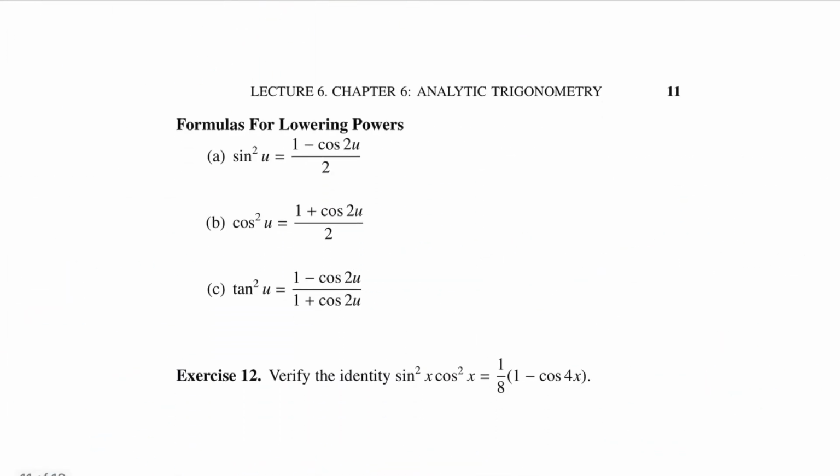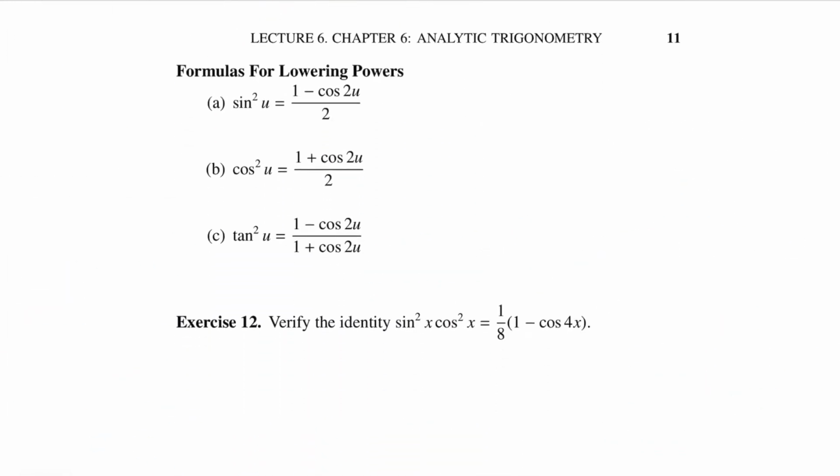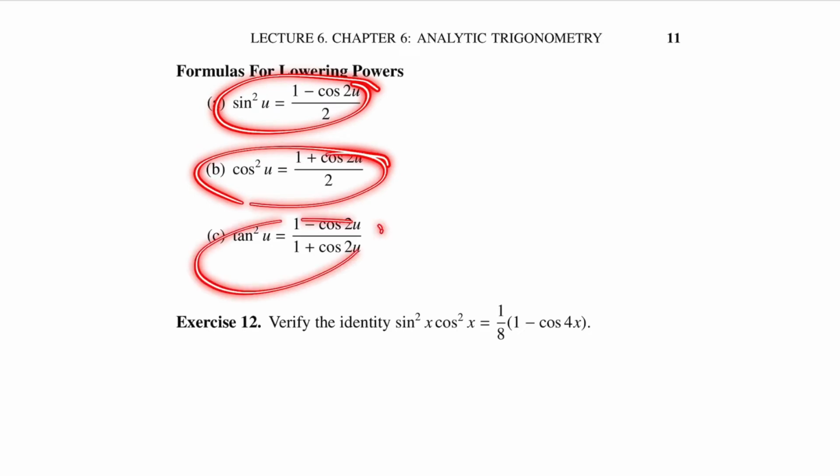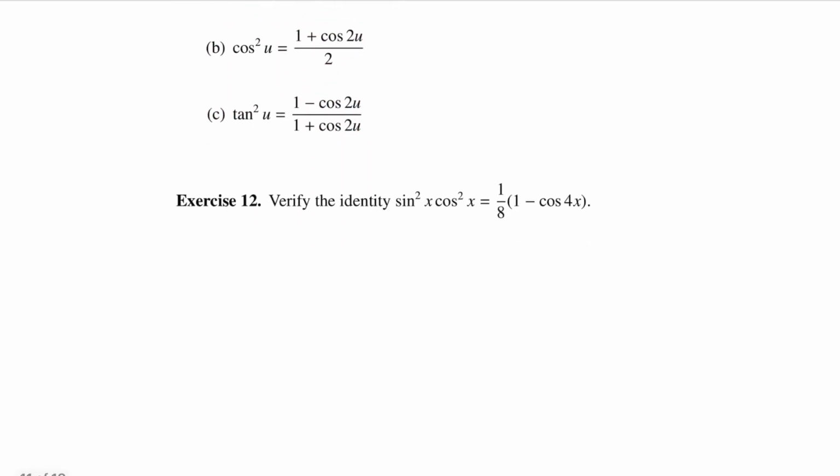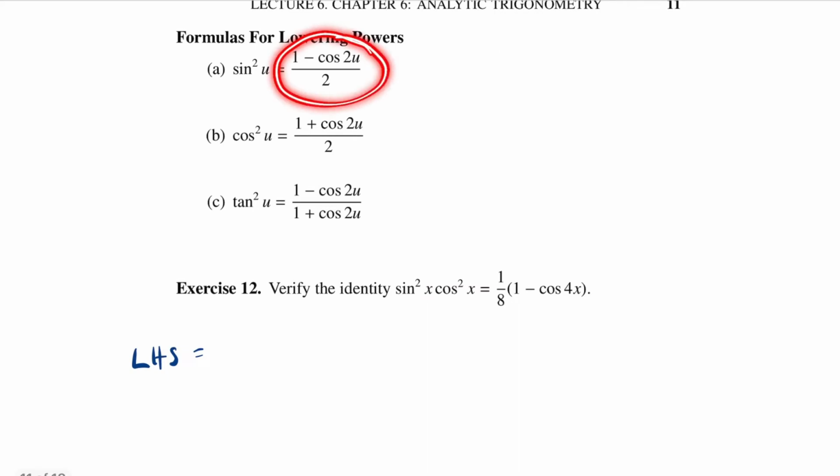Moving on to the next page, we get formulas for lowering power. So if you want to go from squared to the first power, then you would use these formulas. So let's see, verify this identity. Let's work on the left-hand side. So sine squared, let's replace sine squared with this identity.